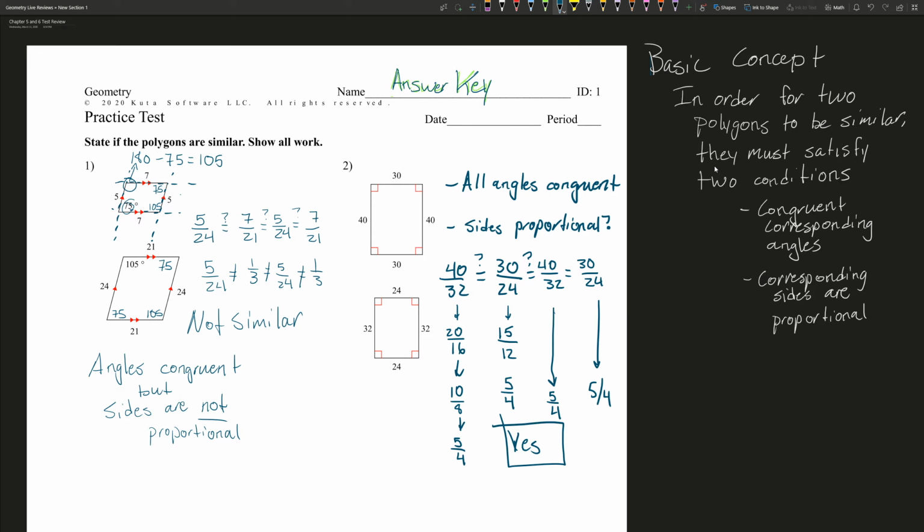Then we have to set corresponding sides up as proportions. So 5 over 24 equals 7 over 21 equals 5 over 24 and another 7 over 21. Those things are not equal, so they are not similar.